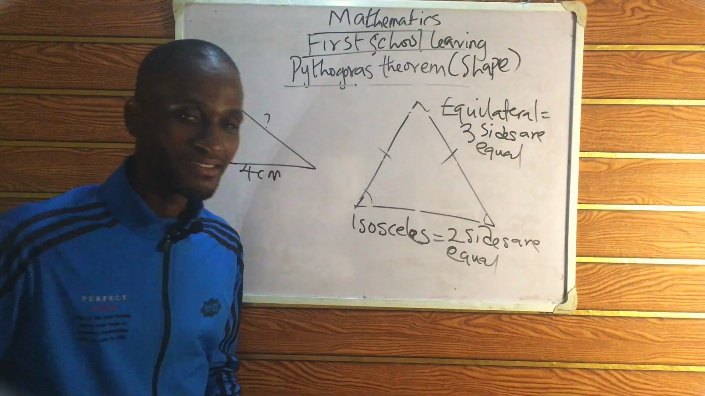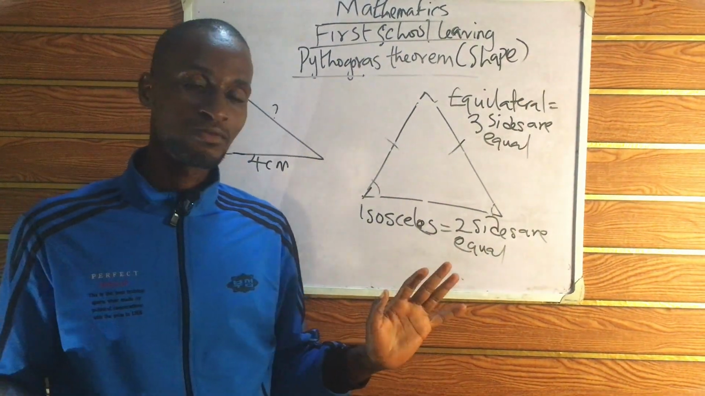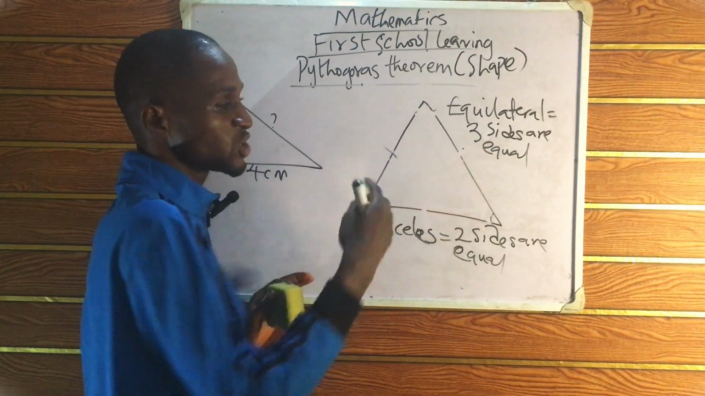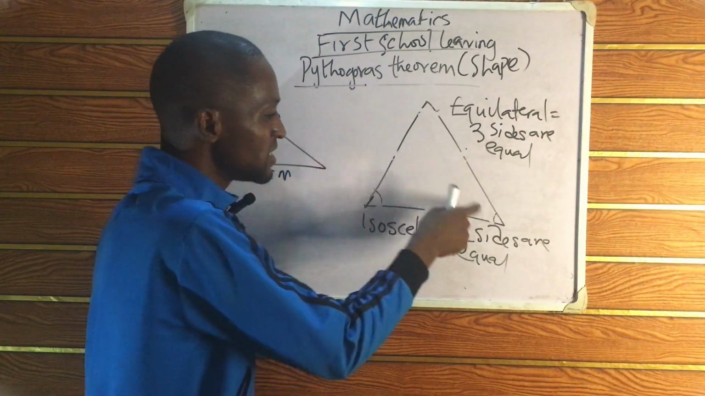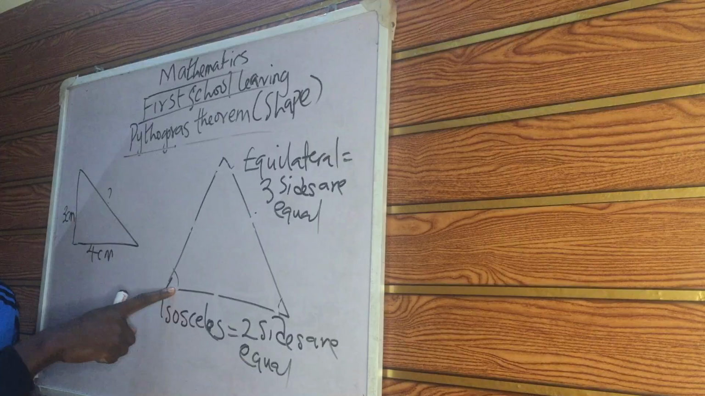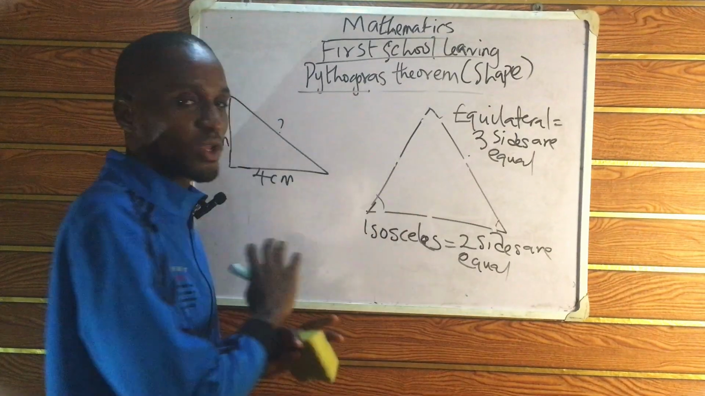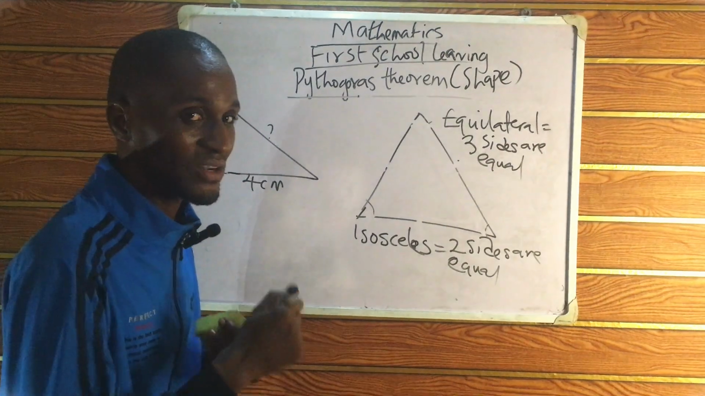Then scalene means none of the sides are equal. None. Are you with me? None are equal. If we assume this is a scalene shape, it means none of them here are equal. Here is not equal to here. Here is not equal to here. They are not equal. Now in a figure, let me give you a figure so you understand what I mean.